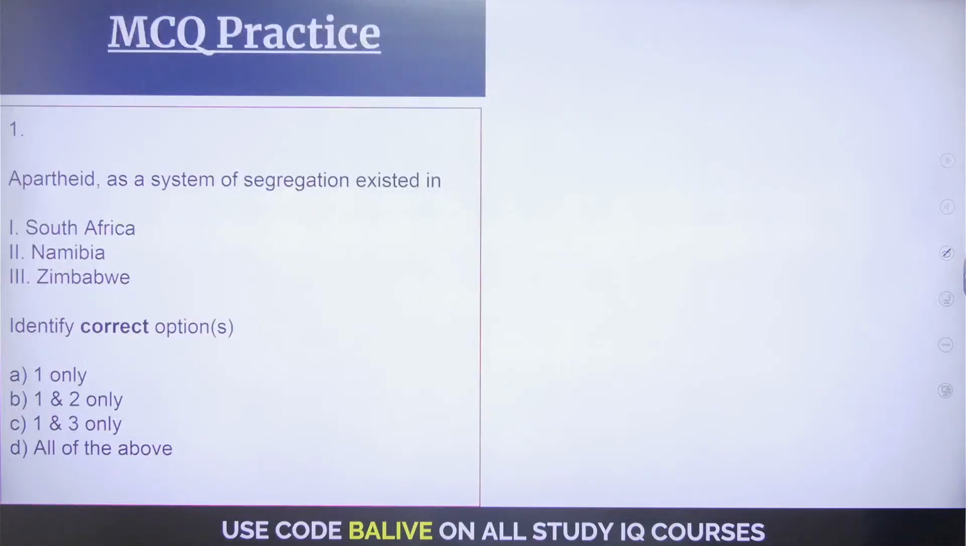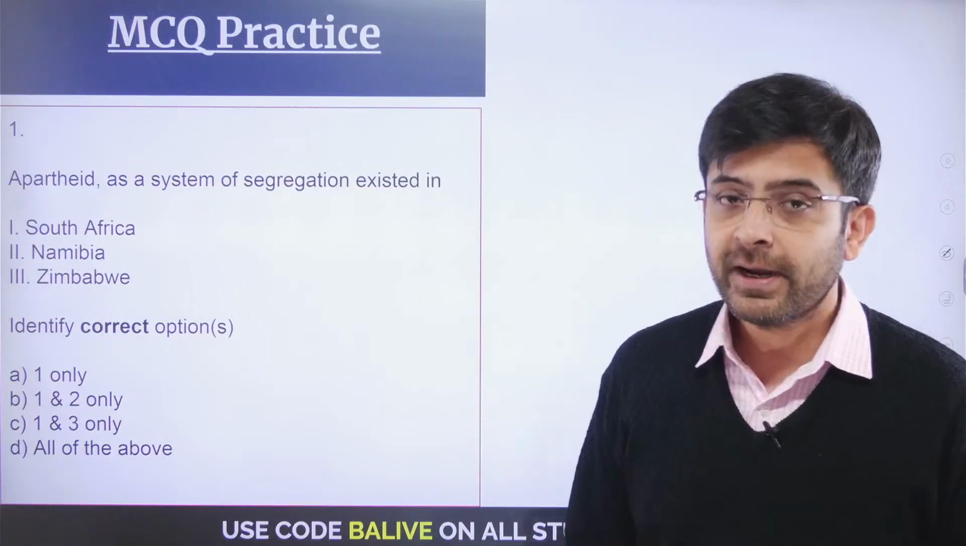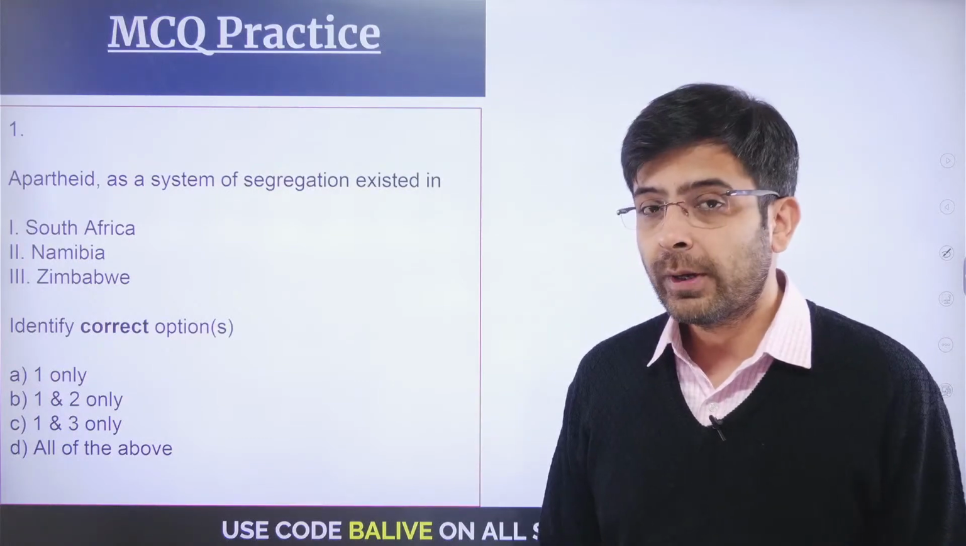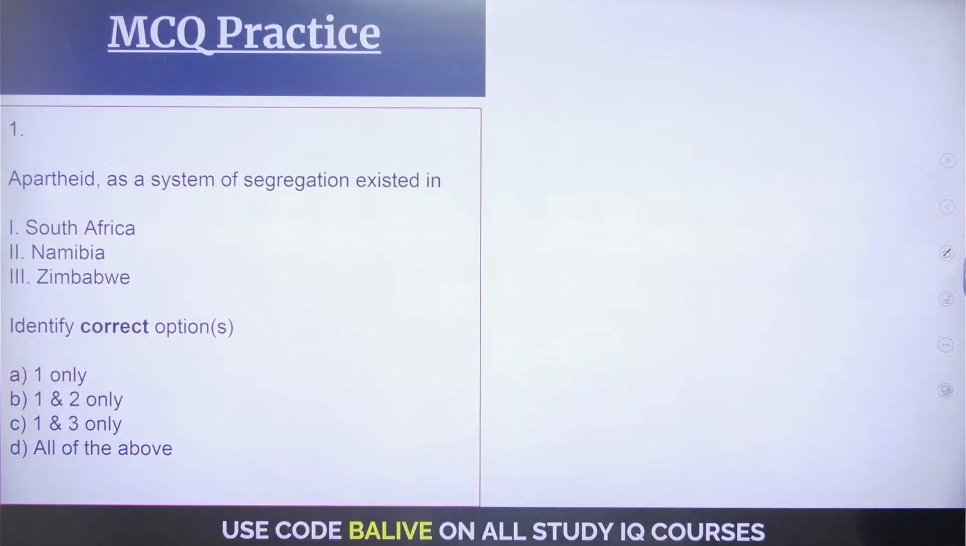Okay, let's look at this question now very quickly, friends. Apartheid as a system of segregation existed in which of the states? South Africa, Namibia, Zimbabwe. Okay, you will let me know your answers in the comment box after the class.